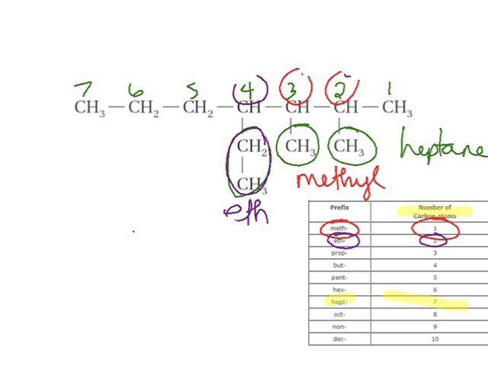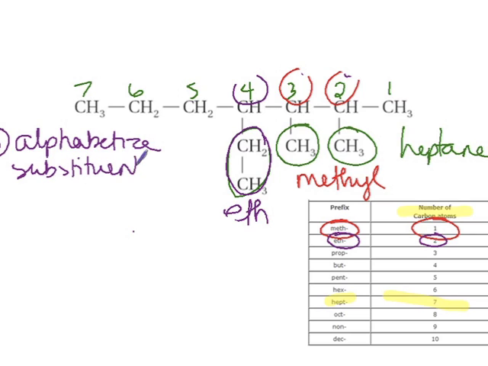So we're going to write up step 5 and step 6 together. Step 5 is to alphabetize the alkyl groups, or what we call the substituents. And when we alphabetize, we ignore the dis and tris and monos and all that business. Step 6 is to use proper punctuation.